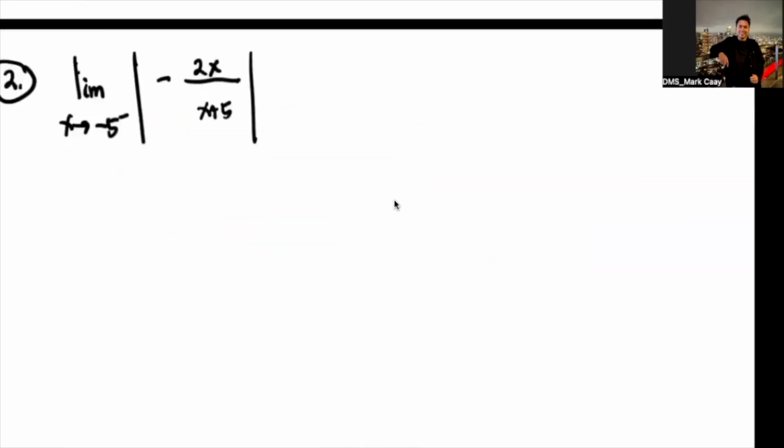Okay, so our next question is we want to get the limit of the absolute value of negative 2x all over x plus 5 as x approaches negative 5 from the left. In this type of problem, remember, this is inside the absolute value sign. So general math natin before, di ba? When tatanggalin natin yan, the result is either x or negative x. So if x siya, ibig sabihin x is greater than 0. Or if negative x siya, ibig sabihin x is less than 0.